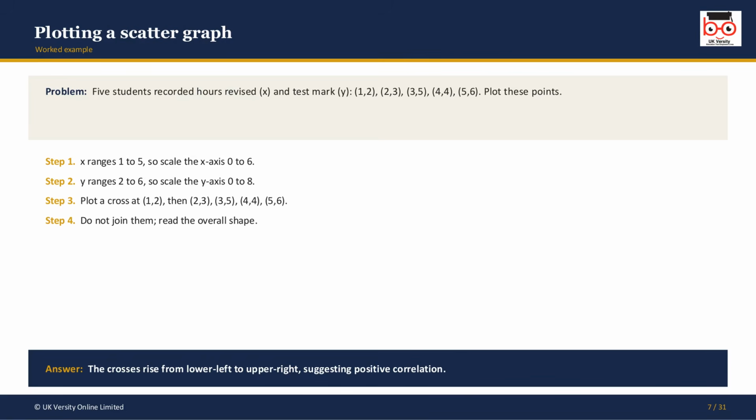Let's plot one. Five students recorded their hours revised, x, against their test mark, y: 1 and 2, 2 and 3, 3 and 5, 4 and 4, and 5 and 6. The x values run from 1 to 5, so we'd scale the x-axis from 0 to 6, and y runs from 2 to 6, so scale that from 0 to 8. Mark a cross at each pair, don't join them, and step back. The crosses climb from the lower left to the upper right, which suggests a positive correlation.